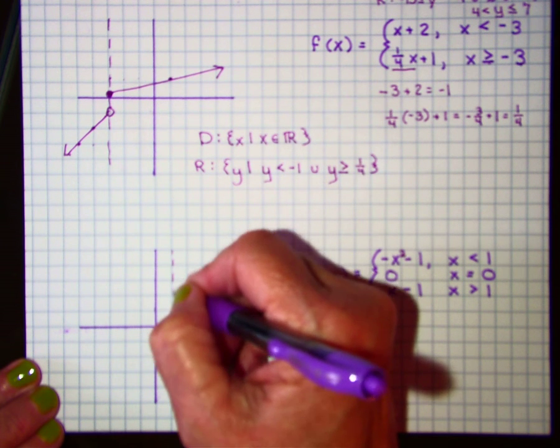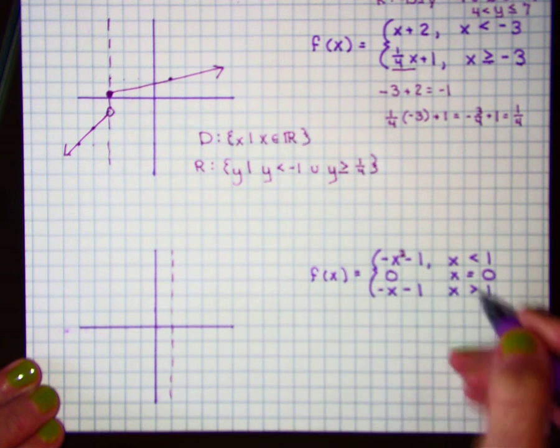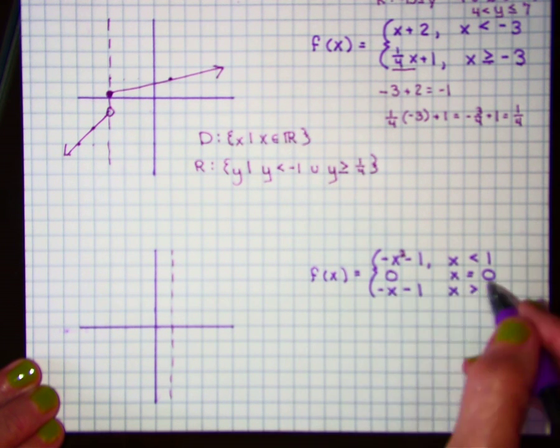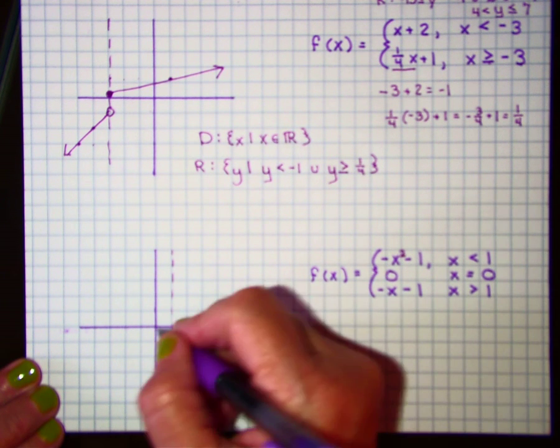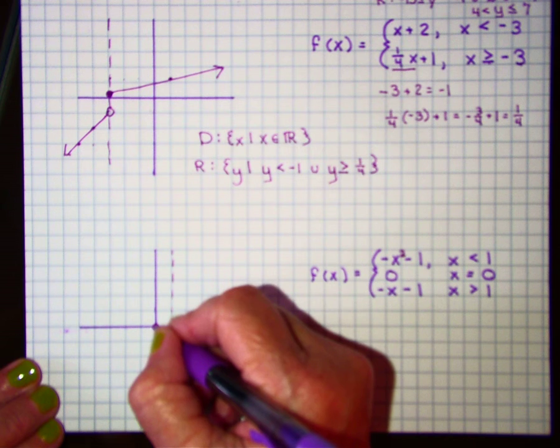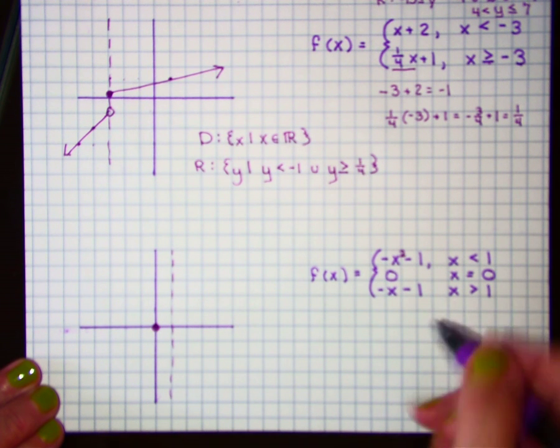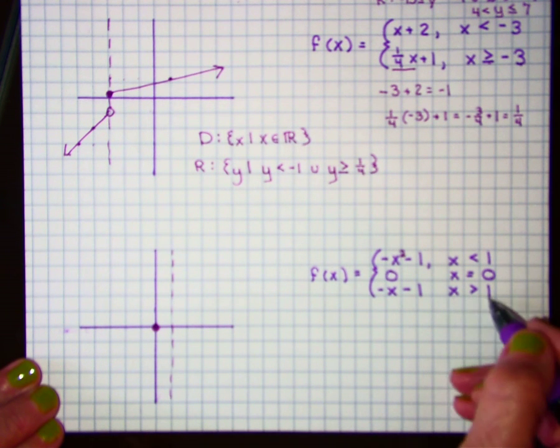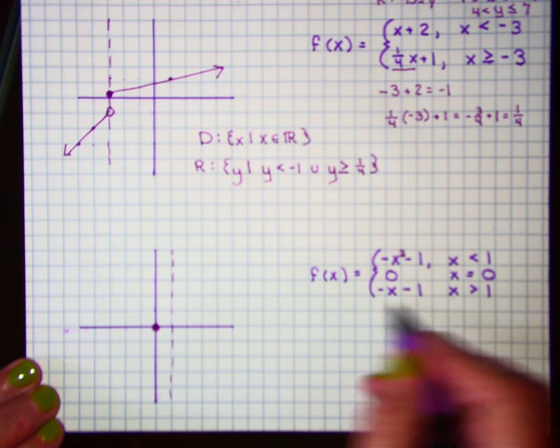So here's my 1. Then I have x is 0 at 0. Let me think about that. So let me just plug that in there. Then I have, when x is greater than 1, it will be this function.